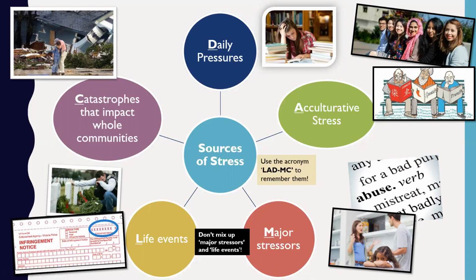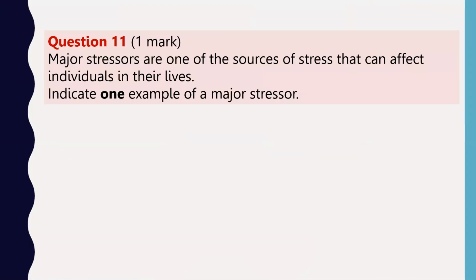Thank you. All right, everybody. So let's try this question now. Major stresses are one of the sources of stress that can affect individuals in their life. Give one example. So just identify or name one example of a major stressor, just from the top of your head, remembering that major stresses are disturbing, traumatic, and distressing in nature. So I'm going to give you literally 30 seconds because this is a really easy question. Write down in your exercise book or on a piece of paper what you think one example of a major stress is. So 30 seconds, go, go, go.